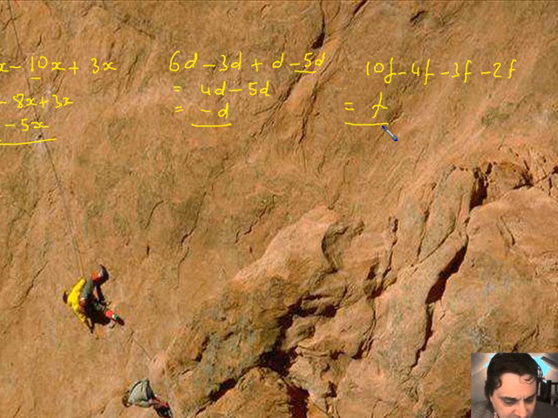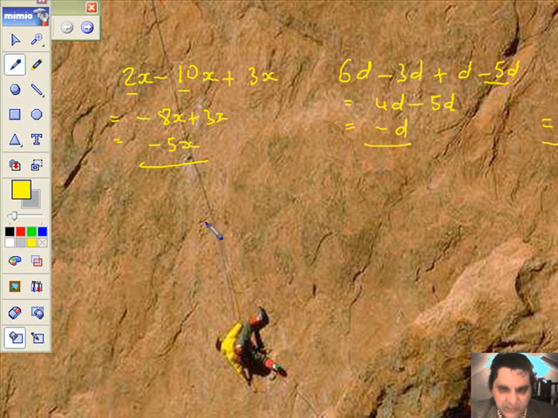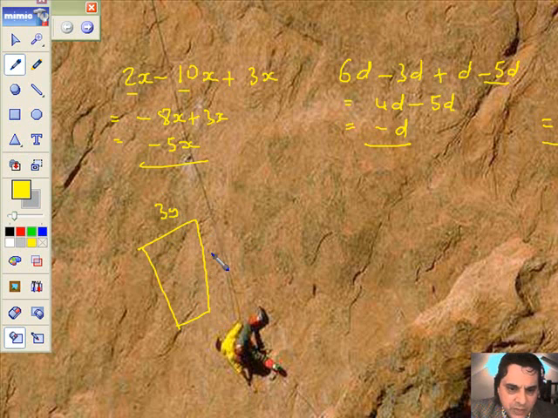Question 2 is quite nice. They've given us some shapes here. We've got to write an expression for the perimeter of each shape. Well, you may remember that the perimeter of each shape means the distance around the edge. I've got something like that, and this is called 3y. This side is labelled 4y. This side is labelled y.